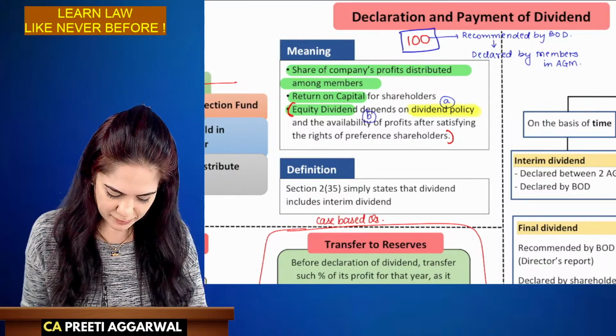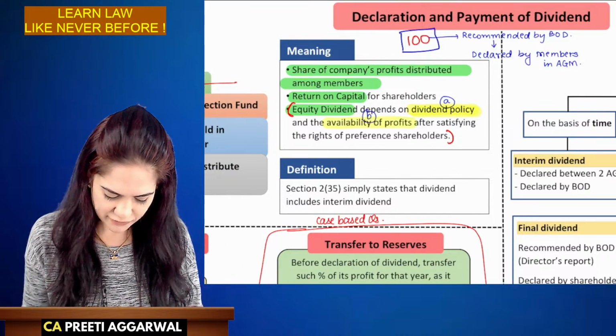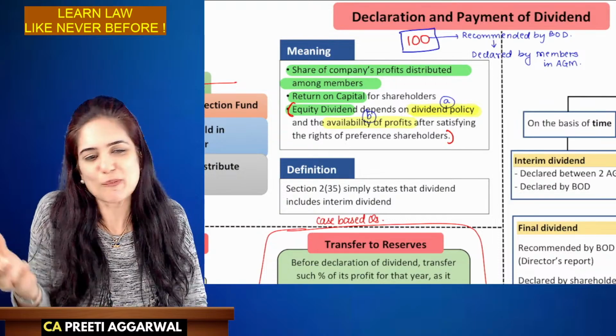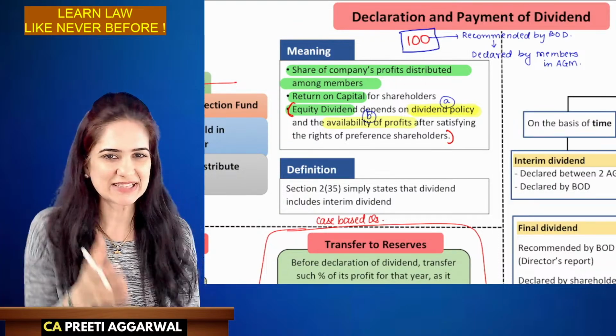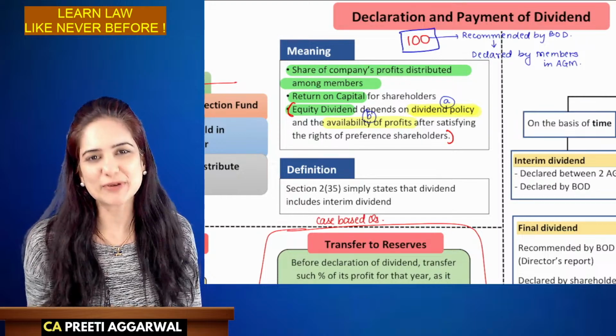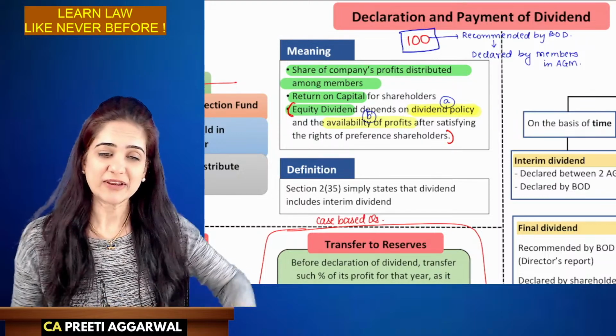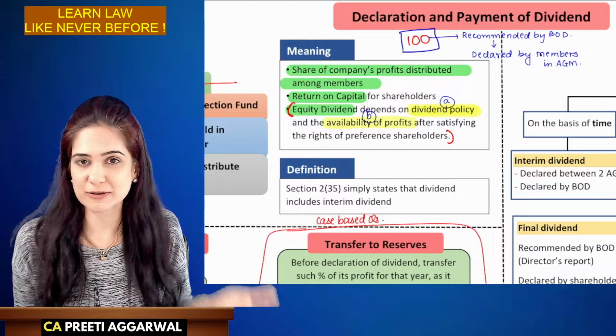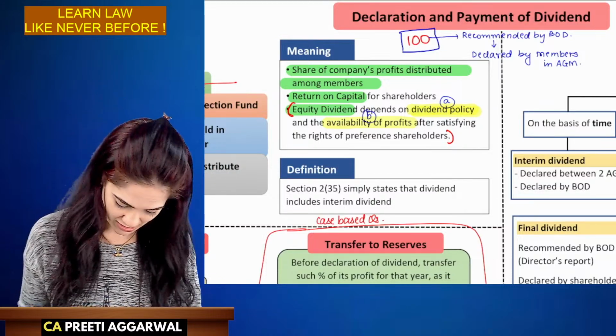So it depends on the dividend policy of the company and the availability of profits. More the profit, more dividend can be given. Less the profit, we will not be able to give that much dividend. Then we can utilize the past profits, the reserves, and then we can distribute dividend.